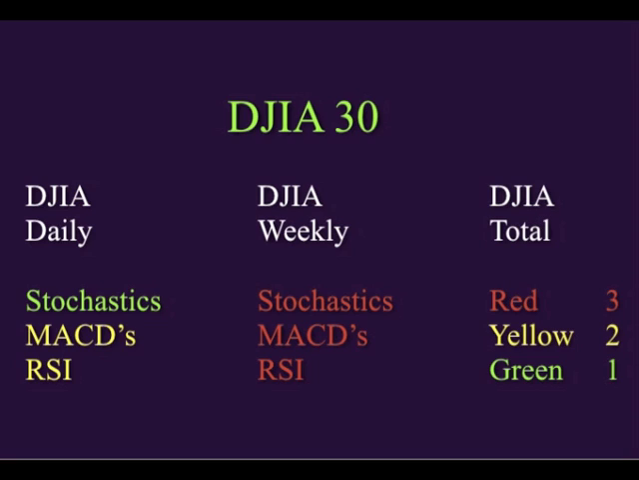And on the weekly charts, things looked very bad. Stochastics, MACDs, and relative strength index were all negative and had a long way to go, so we gave them all red marks. For a total, we had 3 red marks, 2 yellow marks, and 1 green mark for the Dow Jones Industrial Average. Looks like some money is going to start flowing out of here into the treasuries as well.